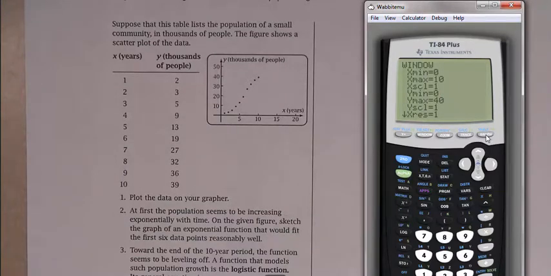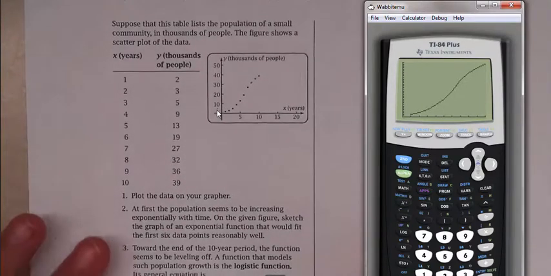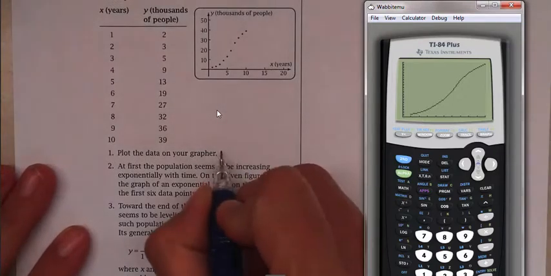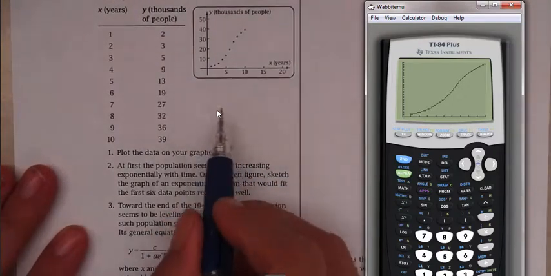Okay, and then when you're ready, you just hit graph. And voila, there's my graph. It looks just like this one, except I've connected the dots. So I have plotted the data on my grapher, and hopefully you took some notes on how to do that.